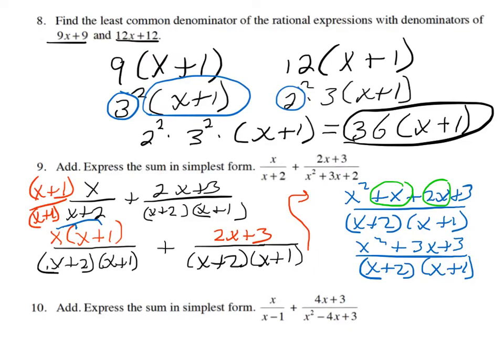Alright, now let's examine that numerator. Will it factor? Are there any factors of 3 that add up to be 3? The answer is no. So that tells me that I am done. I have added those two rational expressions.